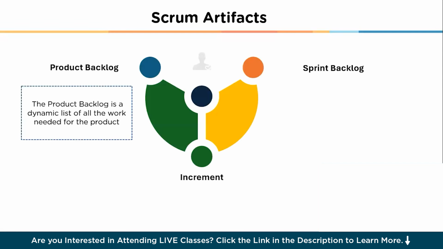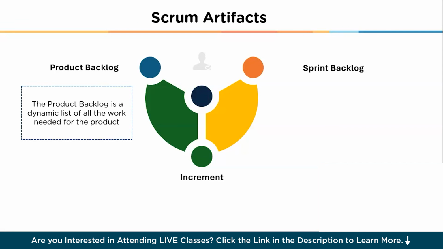The first one that we have here is the Product Backlog. The Product Backlog is a dynamic list of all the work needed for the product. It includes features, enhancements, bug fixes, and technical tasks. The product owner is responsible for maintaining and prioritizing the backlog, ensuring that it reflects the current needs and goals of the project. The product backlog is continuously refined, with items being added, removed, or reprioritized as necessary.